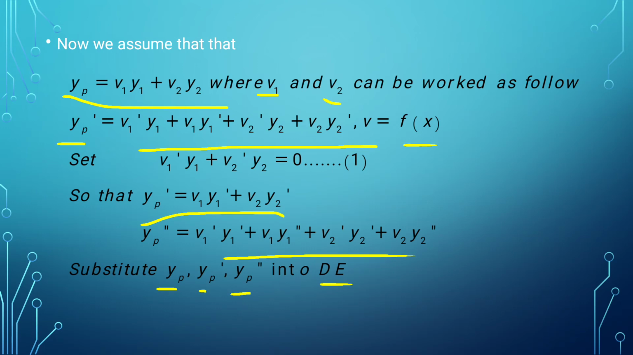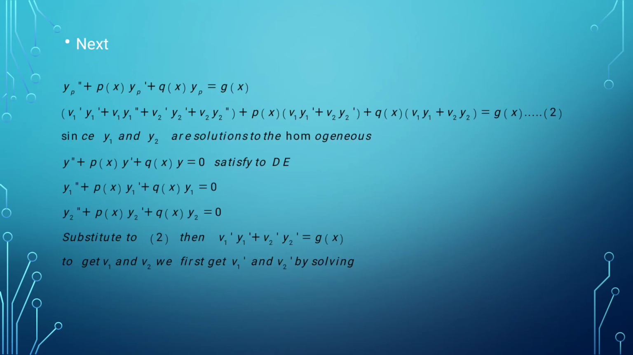Substituting to that, we will have this kind of equation now. So that's now a transformed non-homogeneous differential equation. Substituting back respectively, we come up with equation 2, and what do we know?